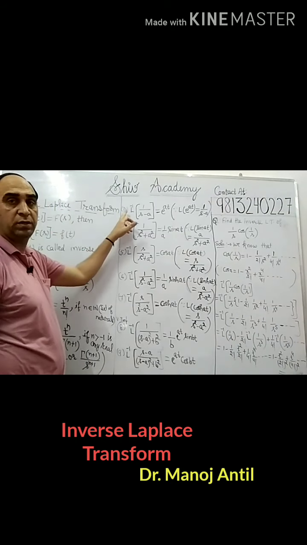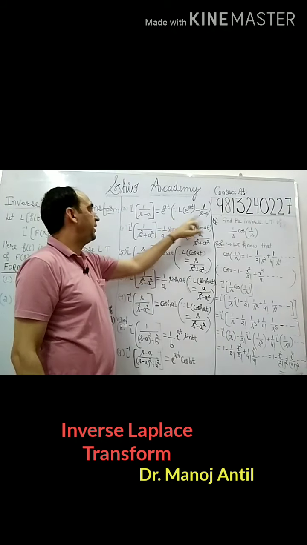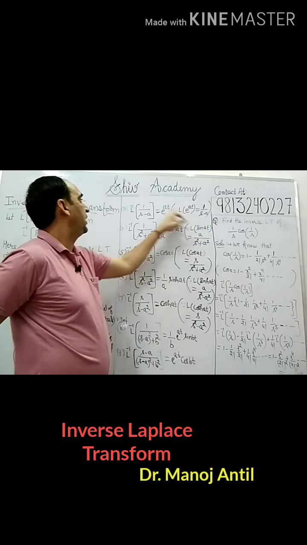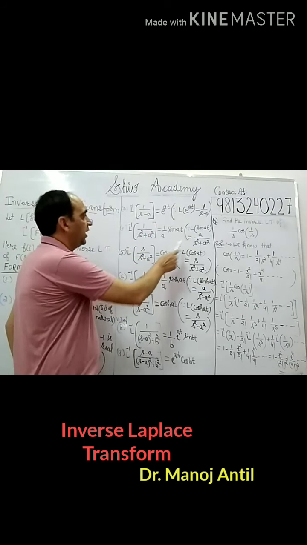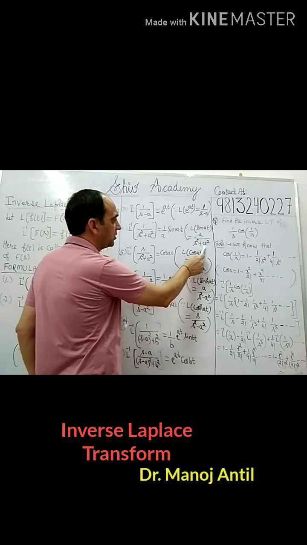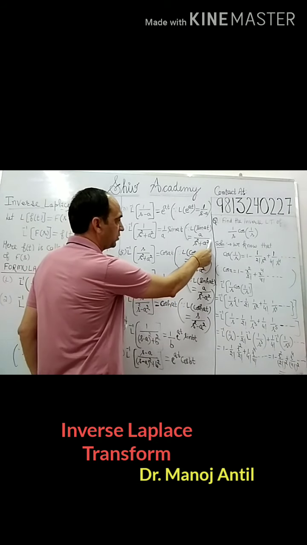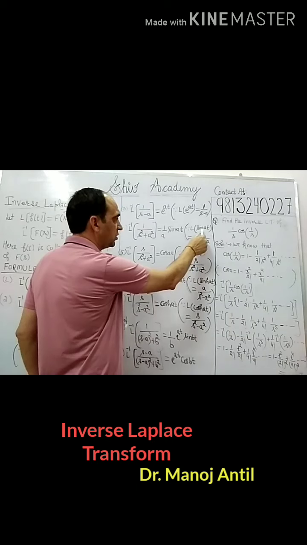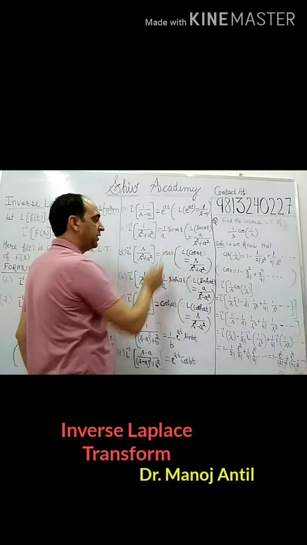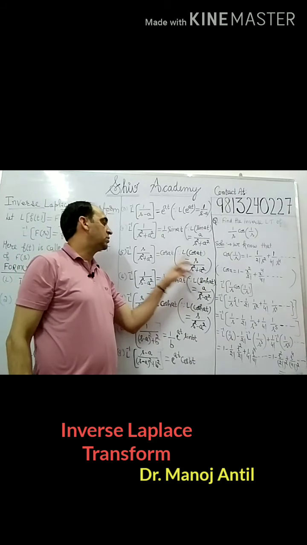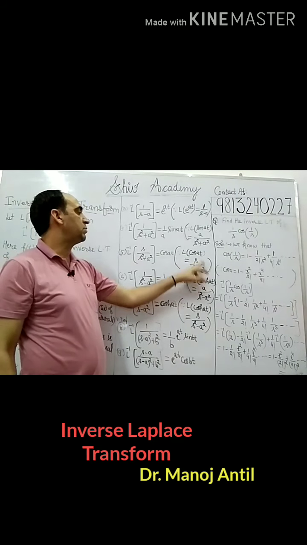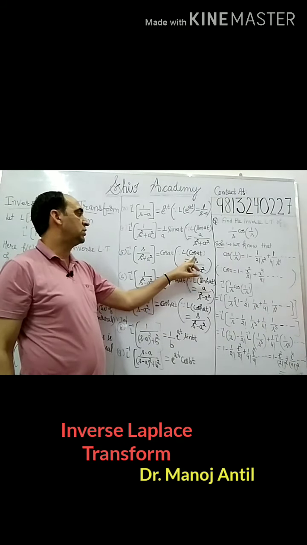Next, come to the next formula. We know L of e to the power at is 1 by s minus a. That's why we can say that L inverse of 1 by s minus a equals e to the power at. And we know L of sin at is a by s square plus a square. So if we take inverse L of 1 by s square plus a square, a comes to this side. That's why the formula is 1 by a sin at. Similarly, you know L of cos at was s by s square plus a square. That's why L inverse of s by s square plus a square is cos at.